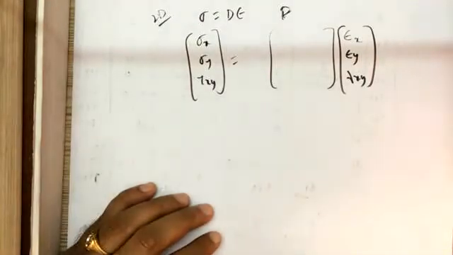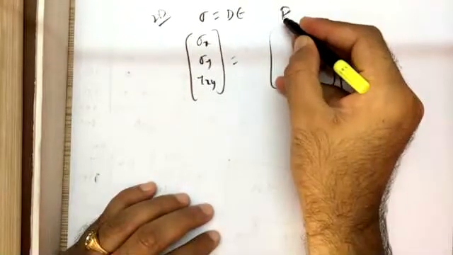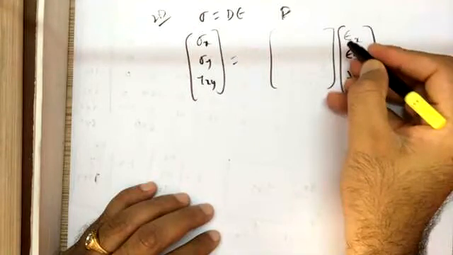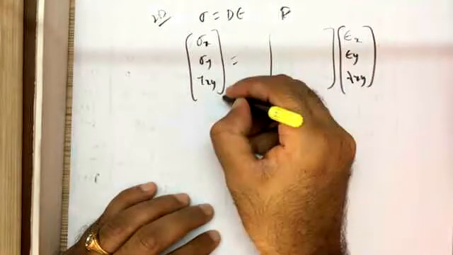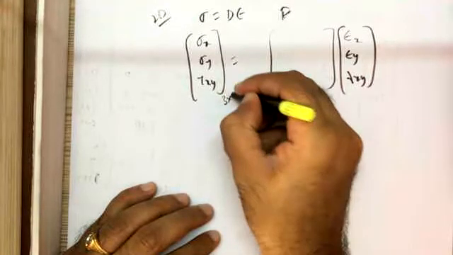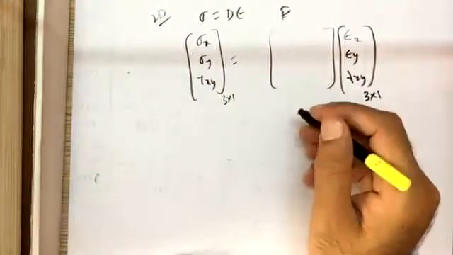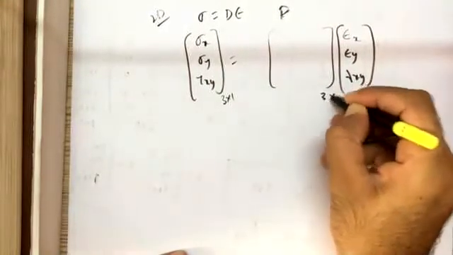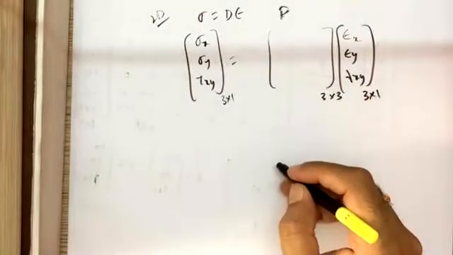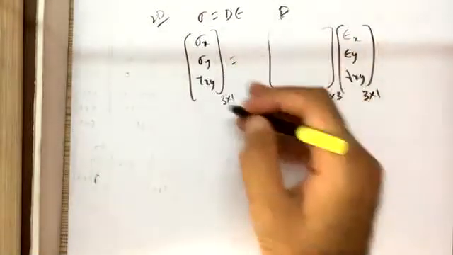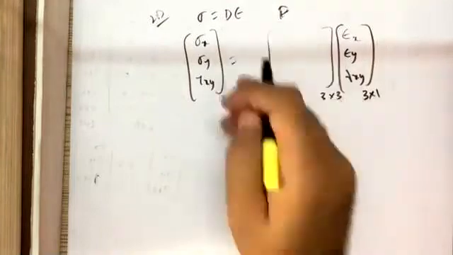Okay, so you will have some matrix into epsilon x, epsilon y, gamma xy, and now you know the stress matrix order is 3 by 1 for 2 dimensions. Similarly, the strain matrix is also 3 by 1. And what is the order of the D matrix? The order of the D matrix is, of course, 3 by 3, right? And we'll come to know what it is.